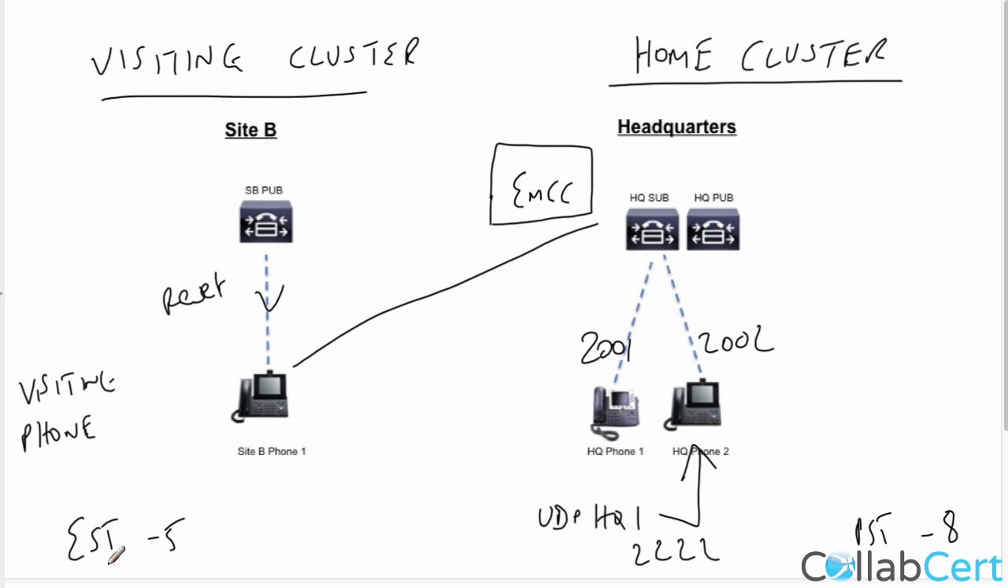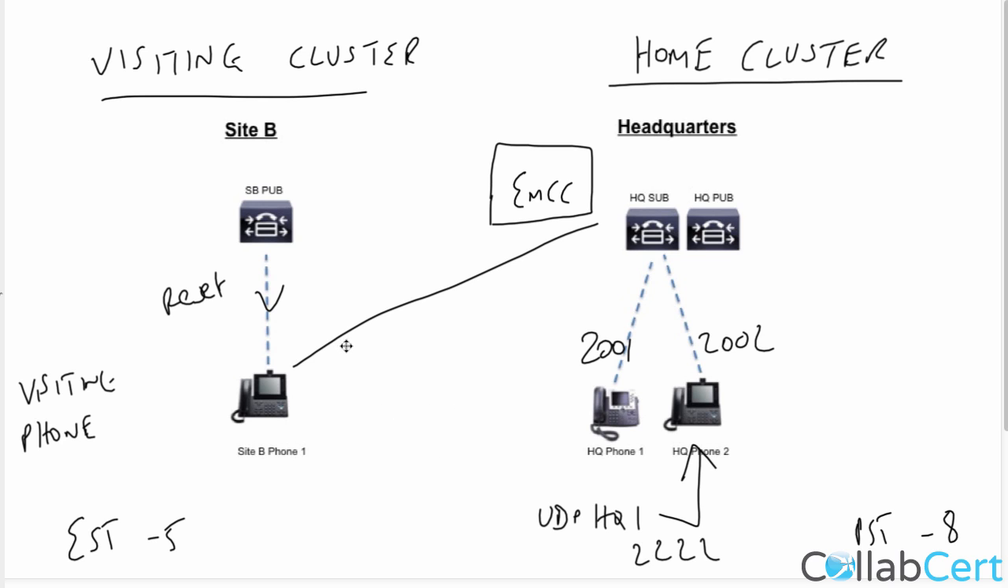Now that's just one of the things I want to preserve. I've got other considerations. I've got things like my calling search space that I can add. In other words, I don't always want to register to the same device pool as these phones over here in the headquarter cluster. So when this phone comes to register back to the home cluster, one thing that is mandatory with EMCC is geolocation filters.